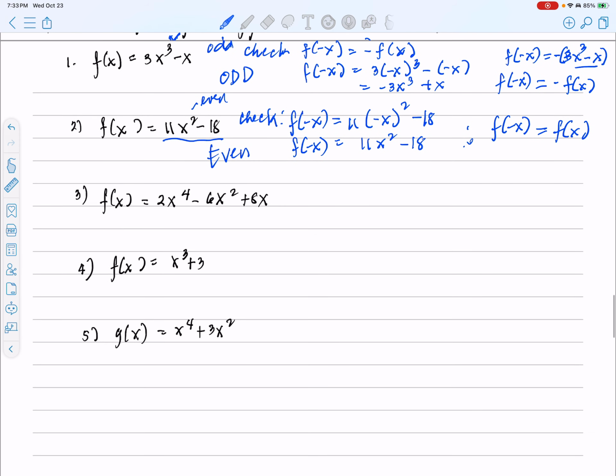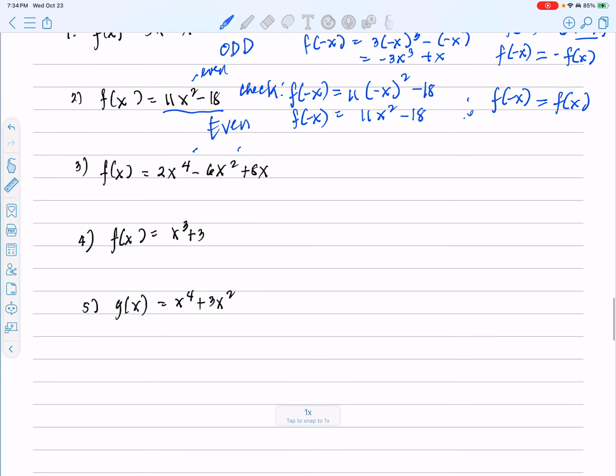For number 3, 2x to the fourth power minus 6x squared plus 8x. I'm not quite sure. I know the first term is even, and the next term is even, but we have 3 terms actually. I could not tell right away whether it is odd or even, so let's check.